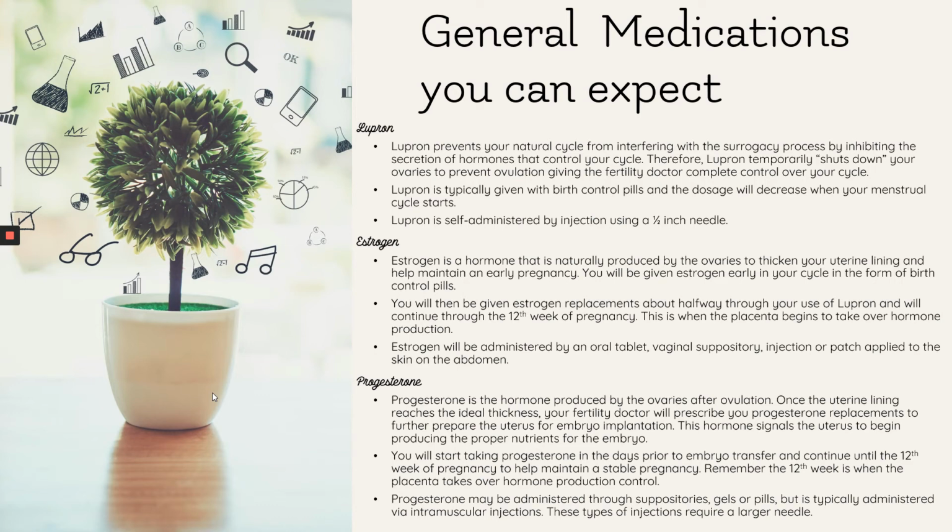The next one is estrogen. This comes in a lot of shapes and sizes. Estrogen is a hormone that is naturally produced by the ovaries to thicken your uterine lining and help maintain an early pregnancy. You'll be given estrogen early in your cycle in the form of birth control pills. You will then be given estrogen replacements about halfway through your use of Lupron, if Lupron is being used, and will continue through the 12th week of pregnancy.